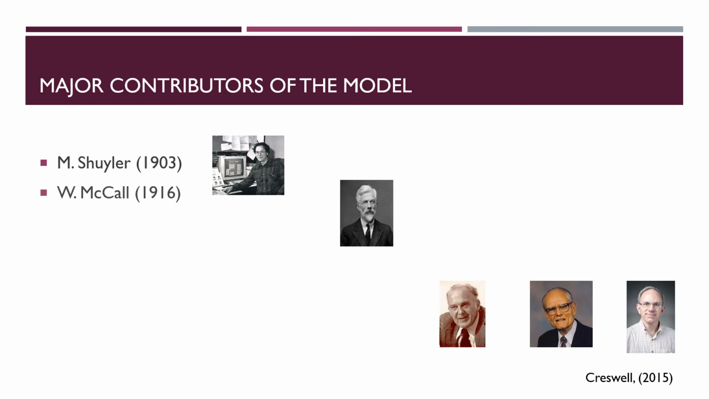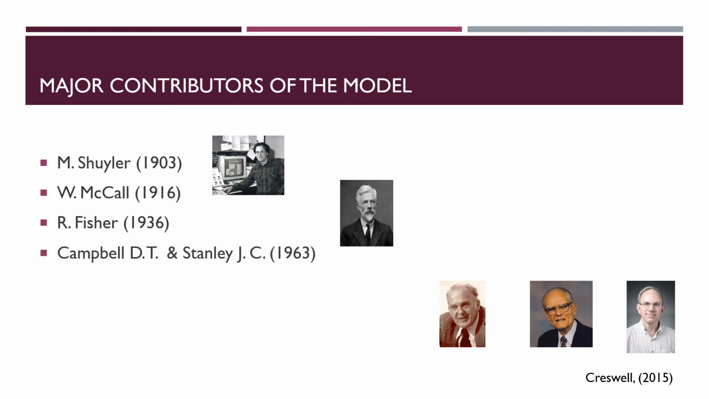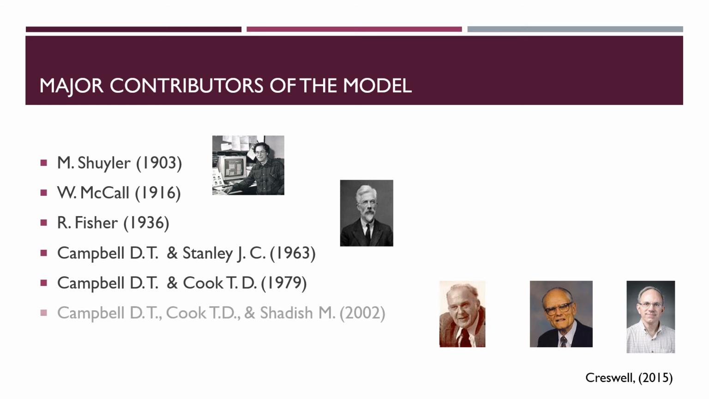The major proponents of experimental design, according to Creswell, include Michael Schuler. In 1903, he worked with control groups in psychological experiments. William McCall in 1916 applied random assignment of samples, and then in 1925 established the comparison of groups as a procedure. Ronald Fisher in 1936 included statistical procedures to experimental research in psychology and agriculture.